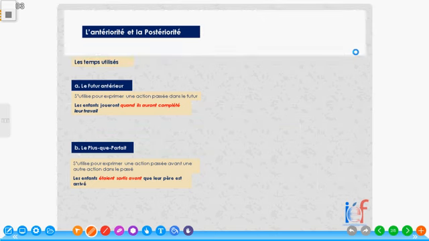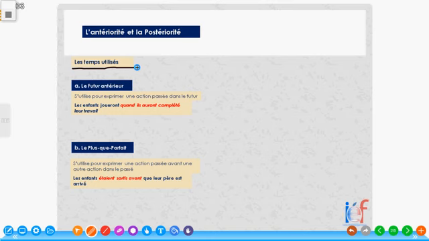Aujourd'hui, on va voir quels sont les temps utilisés pour exprimer l'antériorité et la postériorité. What expressions, what tenses do we use to express anteriority and posteriority? D'abord, je vais vous montrer le futur antérieur. Qu'est-ce que c'est le futur antérieur?